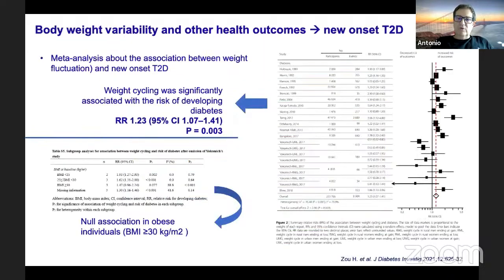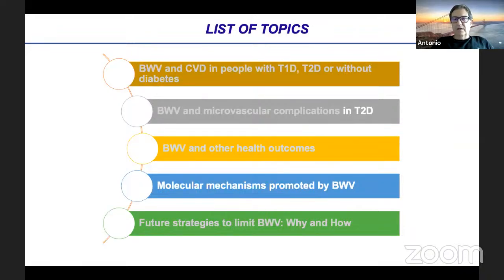Meanwhile, we also have evidence that body weight variability is a very important risk factor for the onset of new diabetes. In this meta-analysis, you see that body weight variability predicts a high risk of developing type 2 diabetes. But why can body weight variability be considered so dangerous?